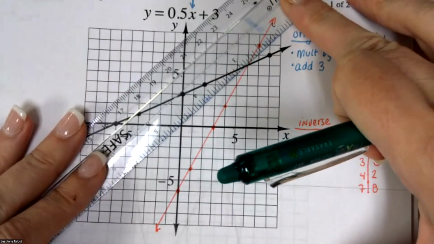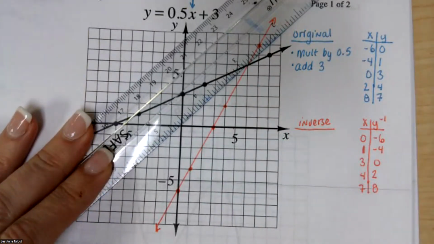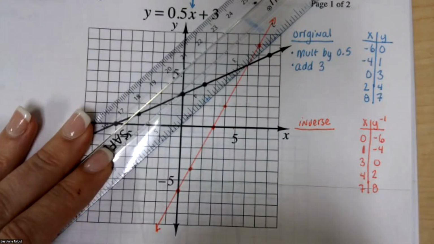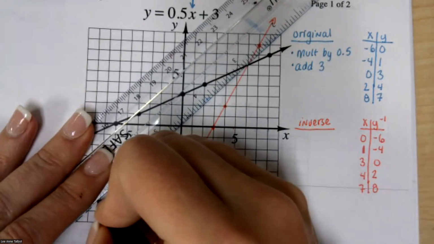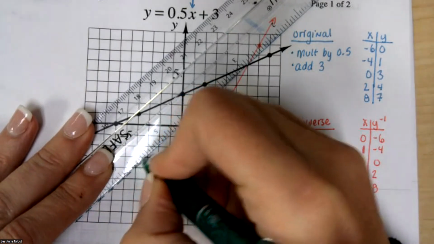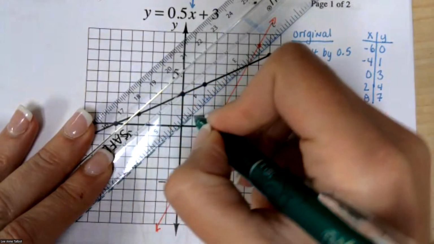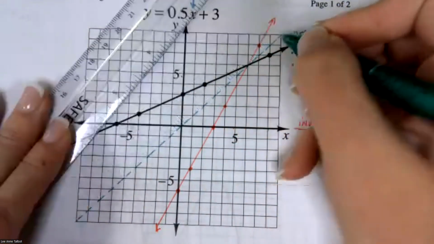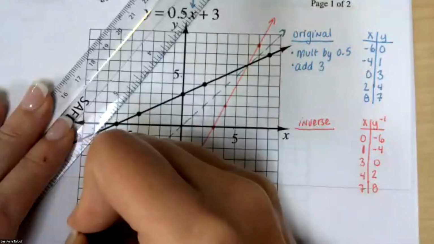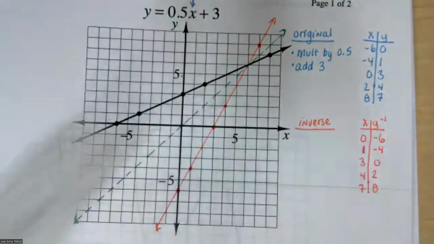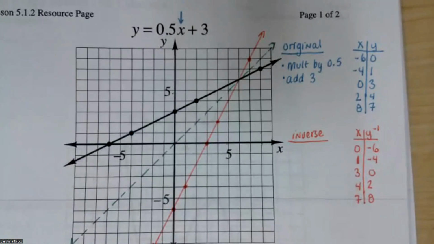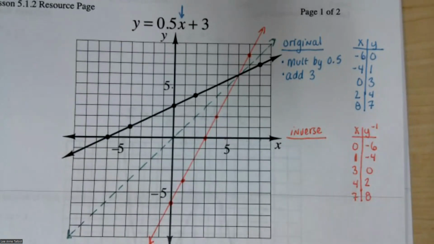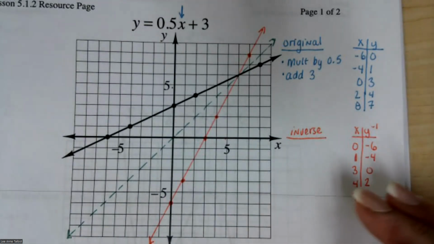Do you guys remember from Wednesday about the line of reflection? Do you guys remember the equation for the line of reflection?